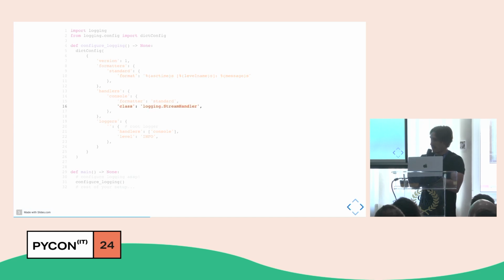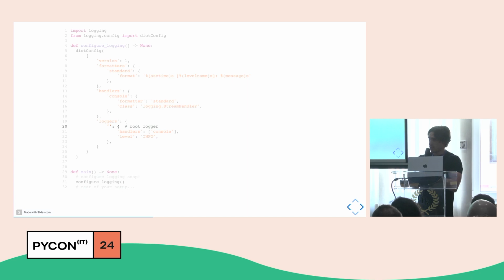I'm using a stream handler, which means it's just going to go out to the console, pretty much the same as if it were print. You can do all kinds of other stuff. You can write your own handler. It can send things over HTTP. It can write them to a file. Those are, I think, the two most common ones: you send it somewhere remote or you write it to a file.